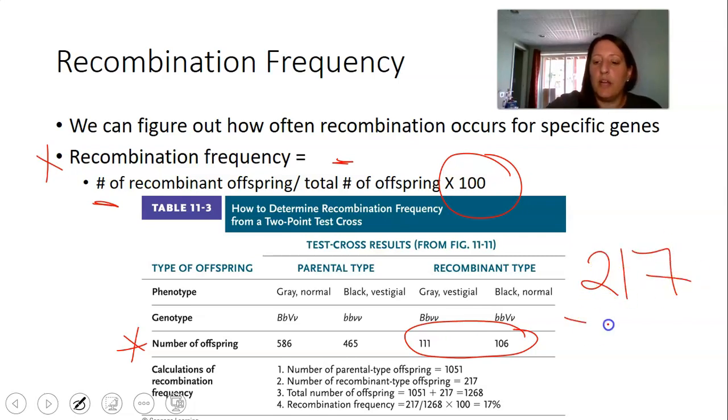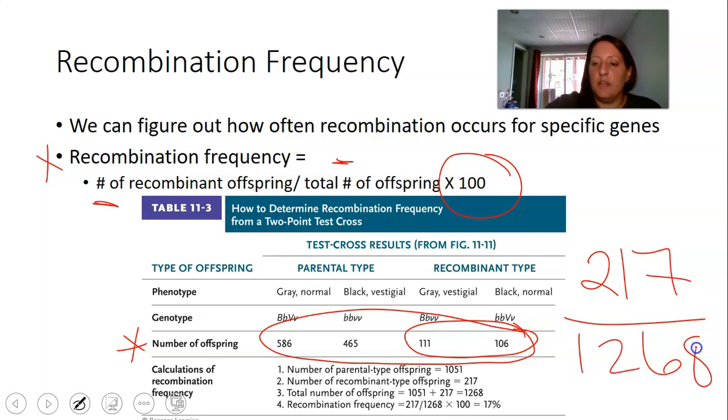That's the number of recombinant offspring. And now you're going to divide that by the total of all of the offspring altogether, which is going to be 1268. So you do that math, and then you multiply your answer by 100, and you should get 17%. Okay, 0.17, which is 17%.